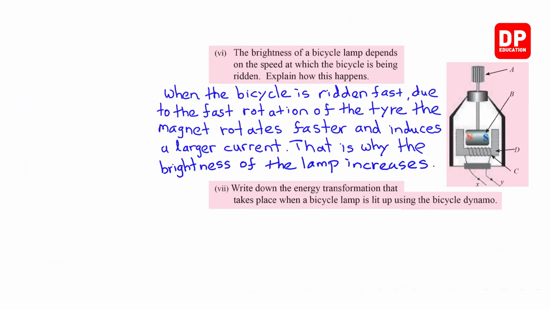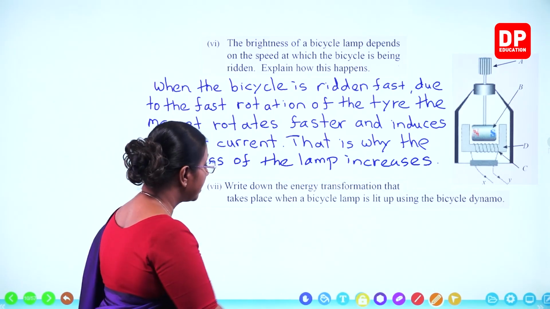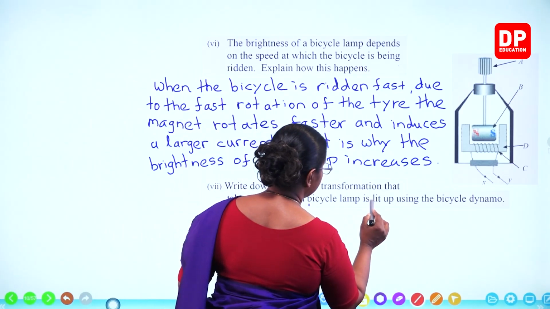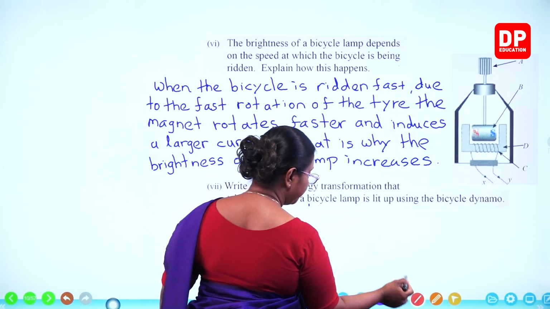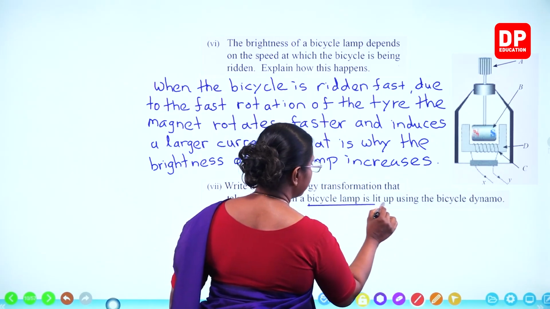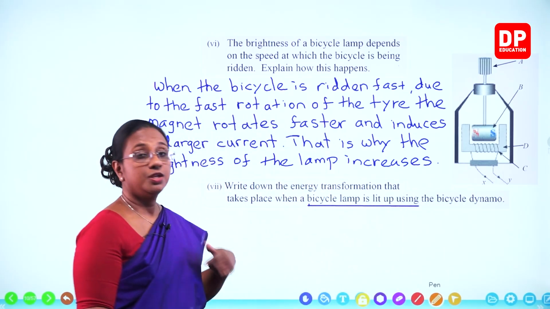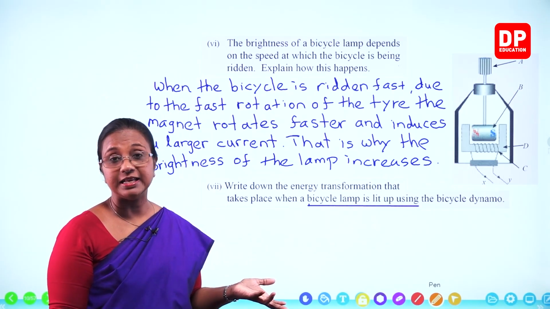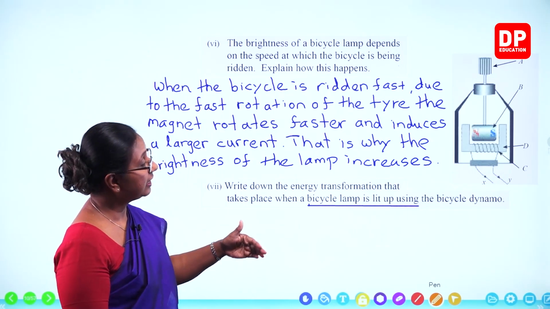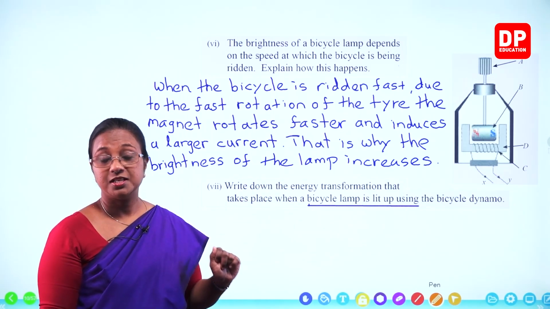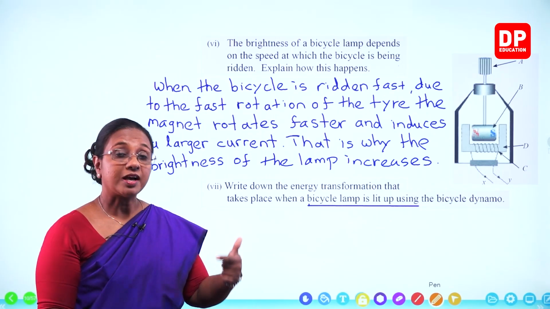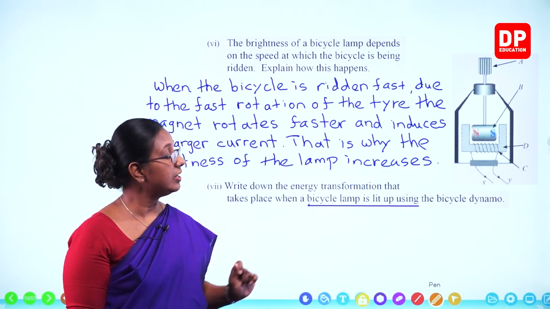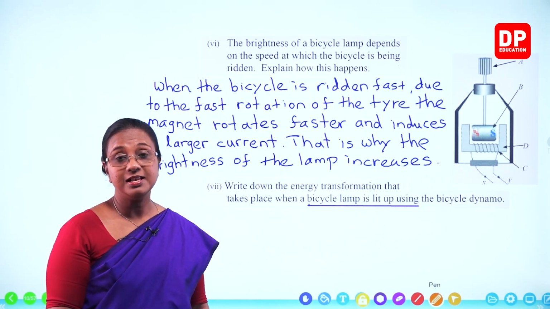Write down the energy transformation that takes place when a bicycle lamp is lit up using the bicycle dynamo. So here, bicycle lamp is lit up. So initially what happens there? Bicycle lamp is lit up means you ride the bicycle, so there is kinetic energy or mechanical energy. From that mechanical energy, there is current generated. So that is current energy. The current energy is converted to light energy in the bicycle lamp.